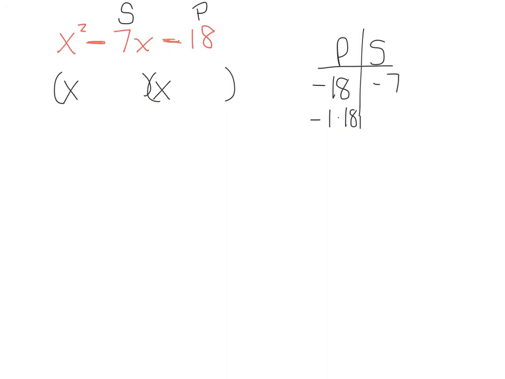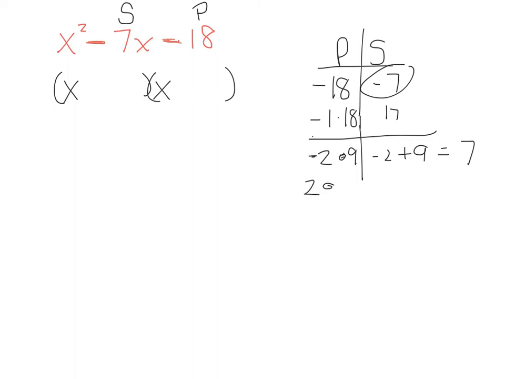Negative 1 times 18, that's going to give us 17. So 1 and 18 aren't going to help us. 2 times 9. Okay, so one of them has to be negative. If it was negative 2 plus 9, that would give me positive 7. I need negative 7. So 2 times negative 9 gives me, 2 plus negative 9 gives me negative 7. So these are my two numbers, plus 2 and minus 9.